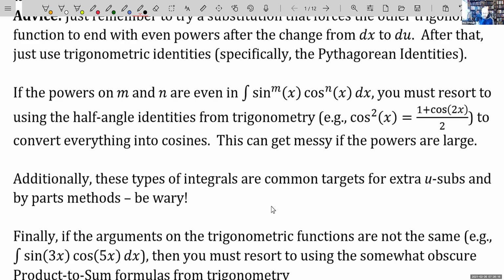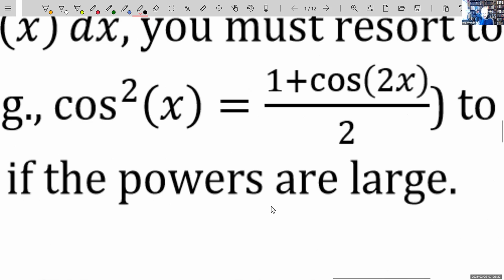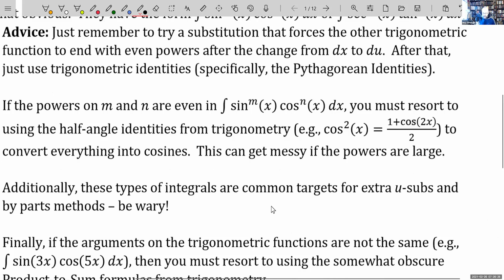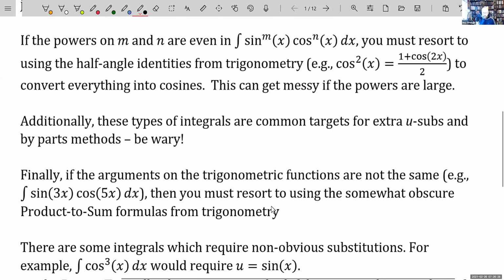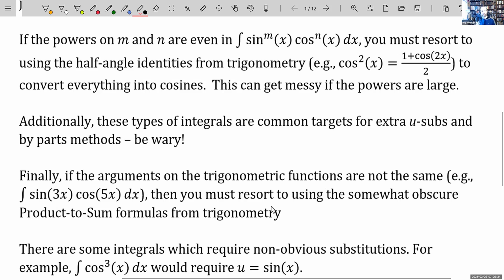But you use half angle identities, or a lot of people know them as the power reduction formulas, and they just kind of look like this. There's one for sine squared as well. And like I say there, this can get messy if the powers are large. Additionally, these types of integrals are common targets for extra u substitutions and by parts methods. So be aware of that.